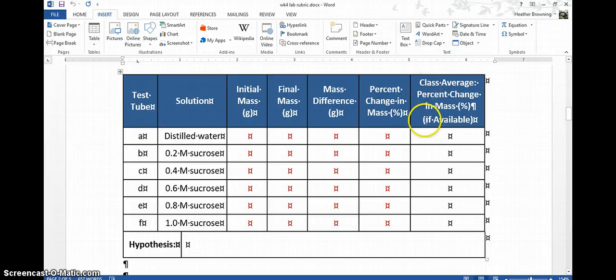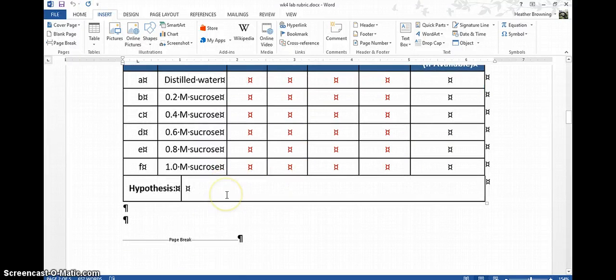So then the class average, if available, it is available. So make sure to have at least one other student's data in here. And then your hypothesis, you want to do as always an if-then. So if you see this, then it means this. So if is going to be what your experimental results might be, and then is what that actually means.